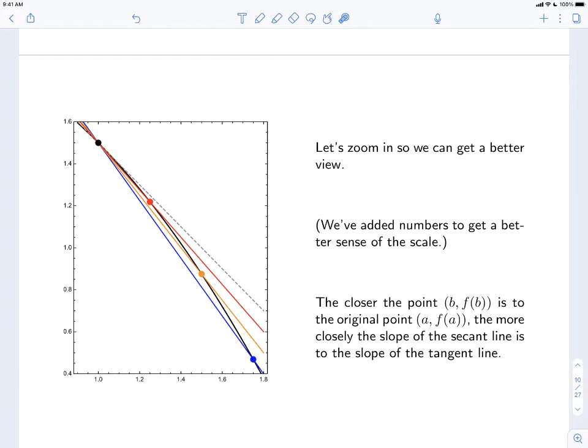And then as the point gets closer on the curve, that is, as our x-coordinate gets closer to a, so our x-coordinates are moving to the left here. So as our x-coordinate gets closer to a, you draw these secant lines which look more and more like the tangent line. So this red secant line is a lot closer to the tangent line than the blue one was.